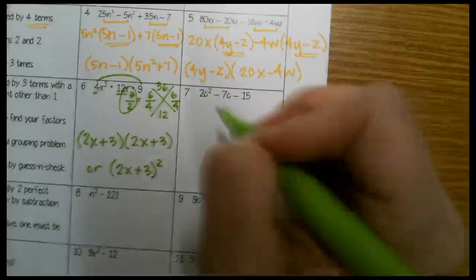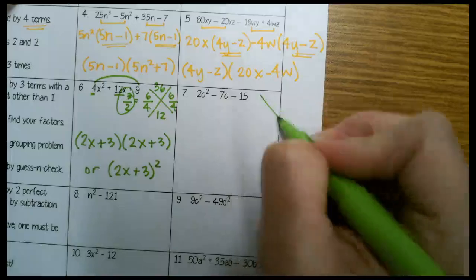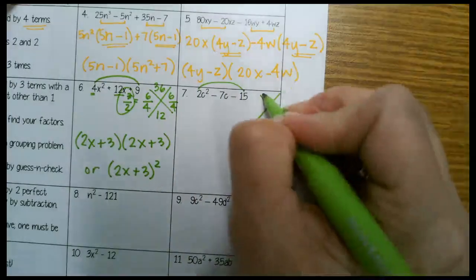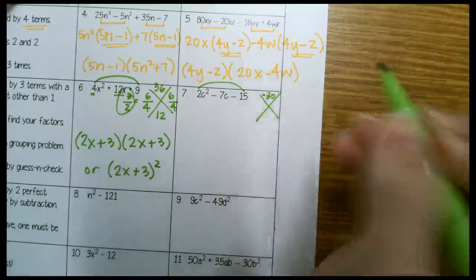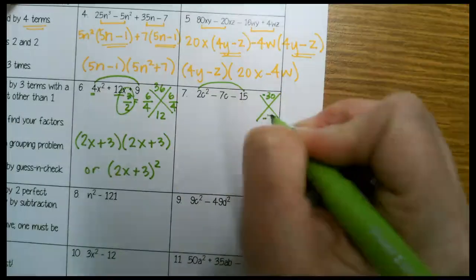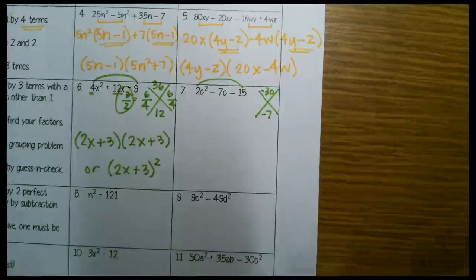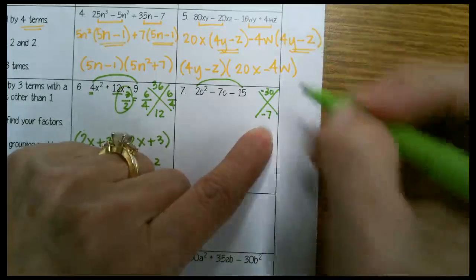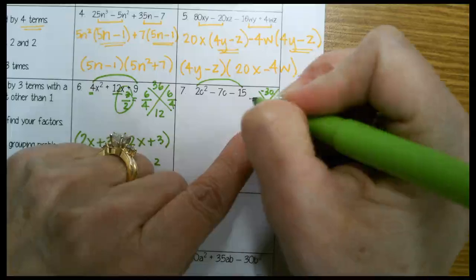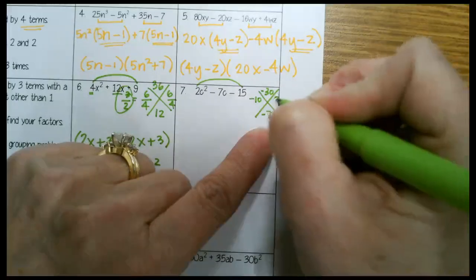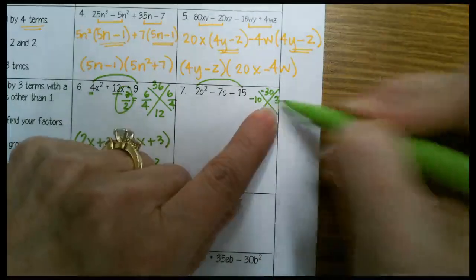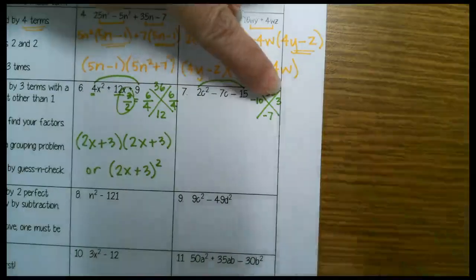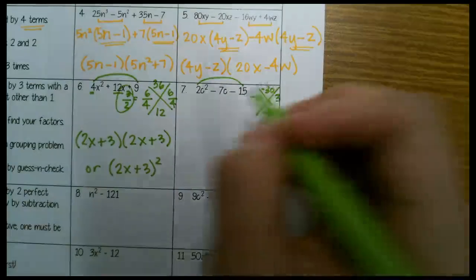All right, so let's try this one. So first, make the big X. So I'm looking for numbers that multiply to be negative 30 that add up to negative 7. And I can do that with a negative 10 and positive 3. So if I multiplied those two, I would get negative 30. And if I added those two, I would get negative 7.